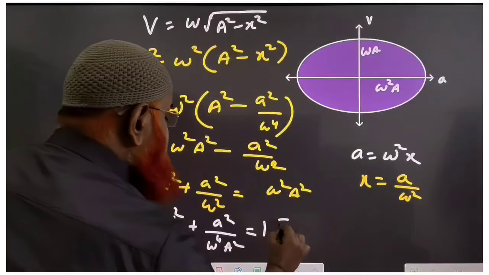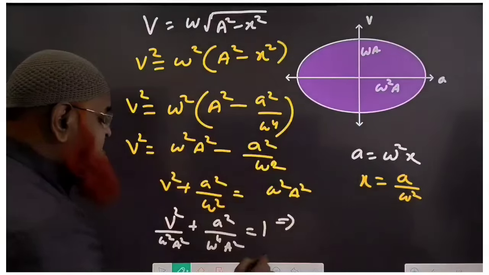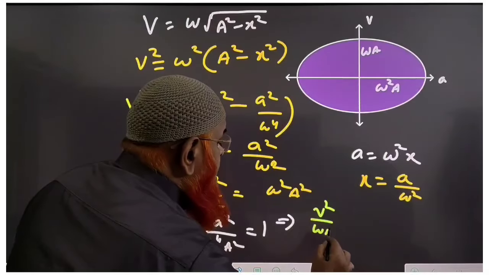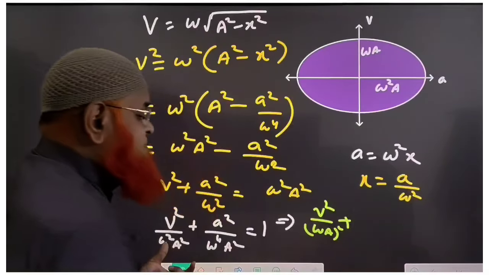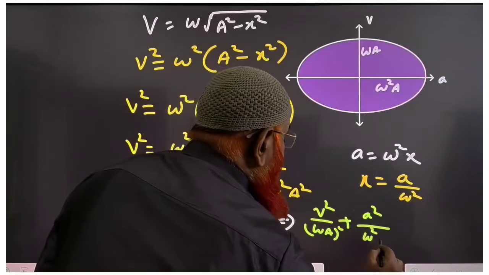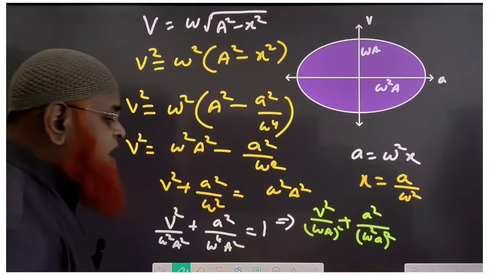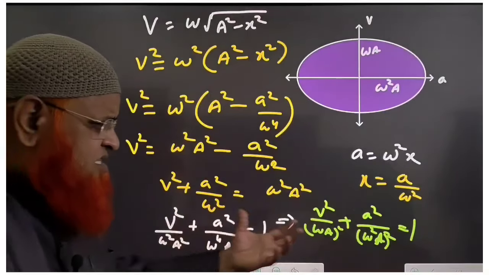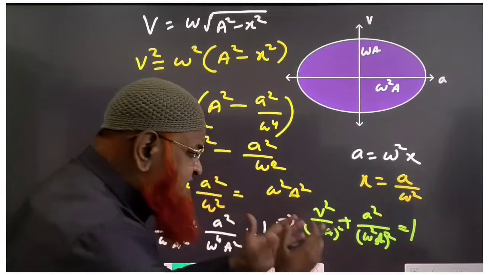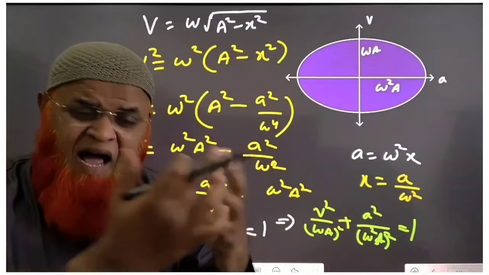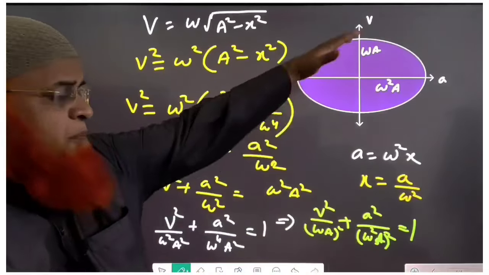The final step you are going to write like this: v square divided by omega a whole square plus a square divided by omega square a whole square, where A is capital A, which is equal to 1. That's it. So this is in the form of an ellipse. This is said to be the equation of an ellipse. Therefore, the velocity acceleration graph is going to have the shape of an ellipse.